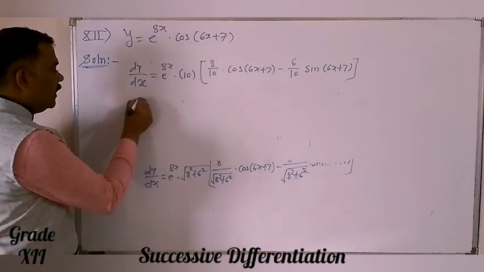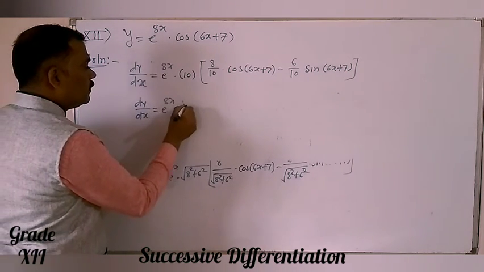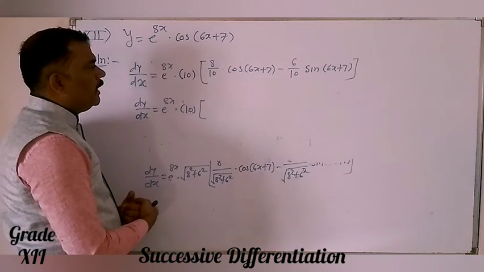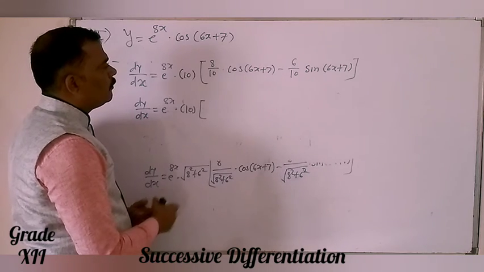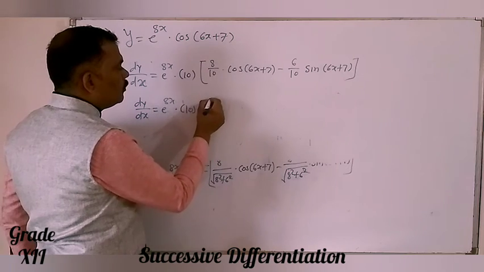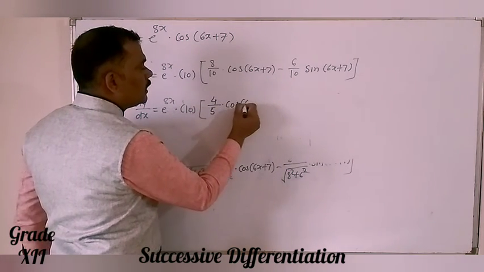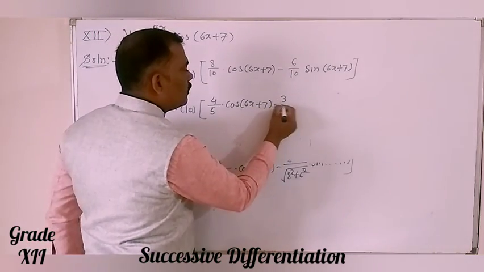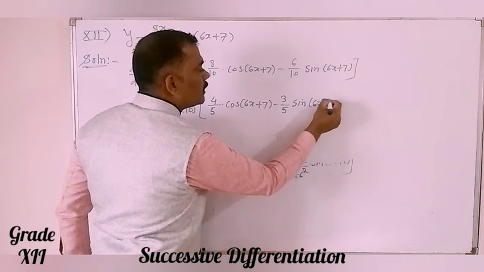That is, dy by dx is equal to e raised to 8x into 10 into 8 by 10, that is nothing but 4 by 5. Sorry: 2 4s are 8, 2 5s are 10, into cos of 6x plus 7, minus 2 3s are 6, 2 5s are 10, into sine of 6x plus 7.